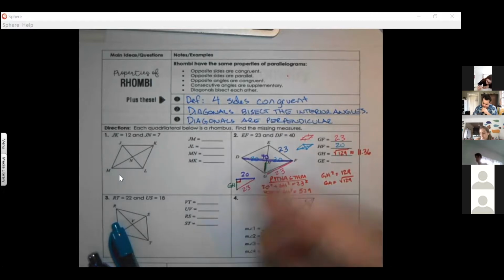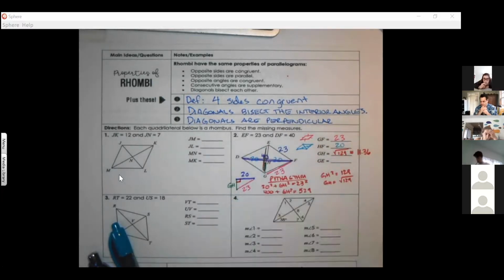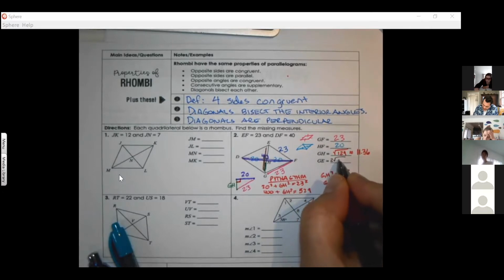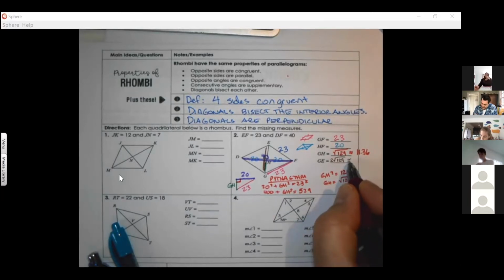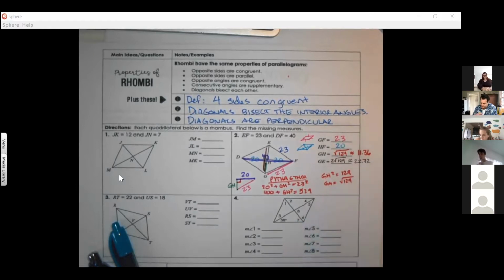What about GE? Would it be the square root of 258? Right idea, but the 2 goes on the outside. It's going to be 2 times the square root of 129. If we were to bring that 2 on the inside, it would turn into the square root of 4, so you'd have square root of whatever that would be, 536 or something. 560. So it ends up being 22.72.